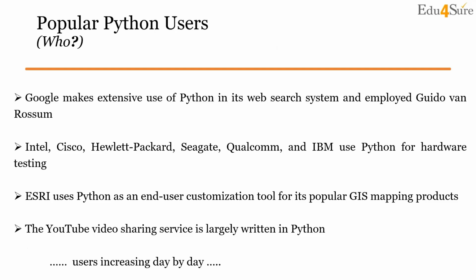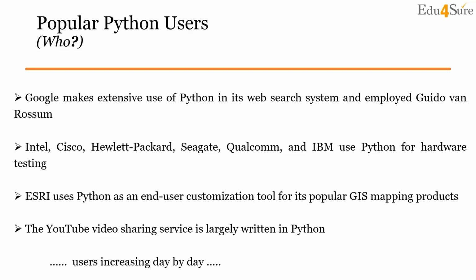Who are the popular users of Python? Who have made Python so popular? Many big fishes in the market, many big brands, many big companies like Google, Intel, Cisco, HP, IBM, all the big companies that we know today have used Python for their product development. In fact, Google has even employed the developer of Python in order to improve the language, and efficiently integrate the products developed in Python.